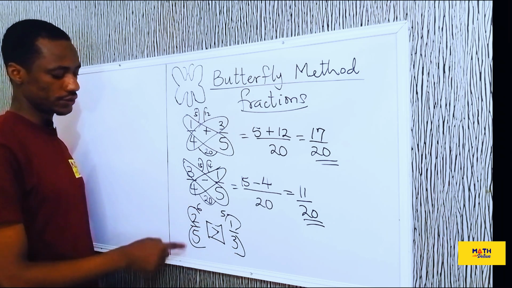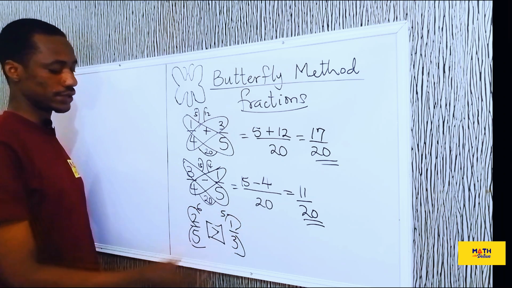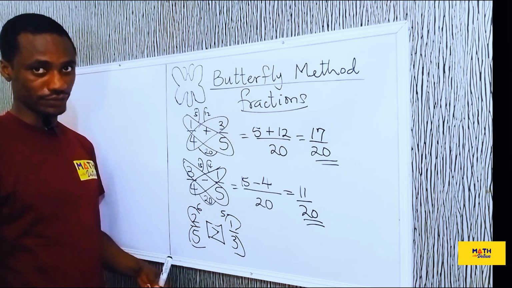2 times 3, 6. 5 times 1, 5. Then compare your answers. The one with the bigger answer is the bigger fraction.